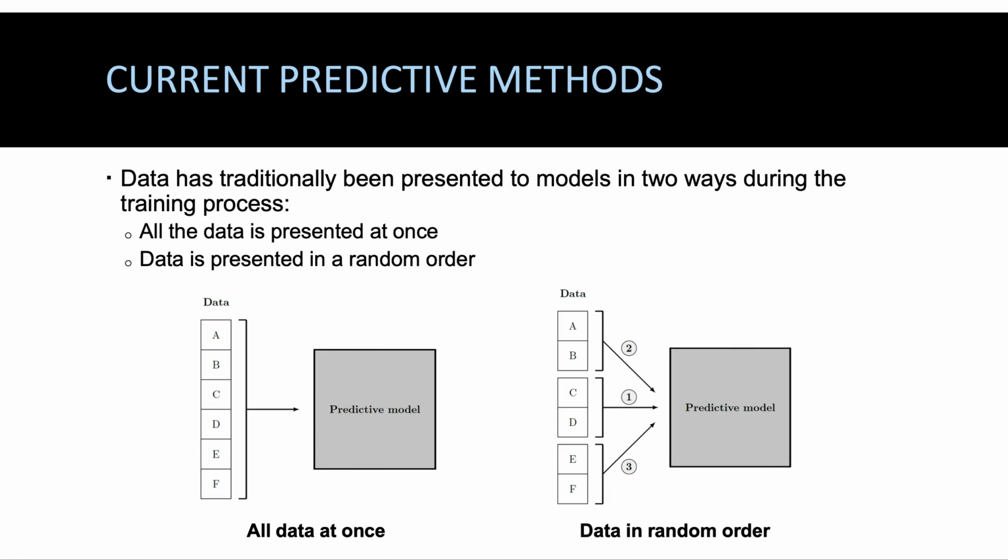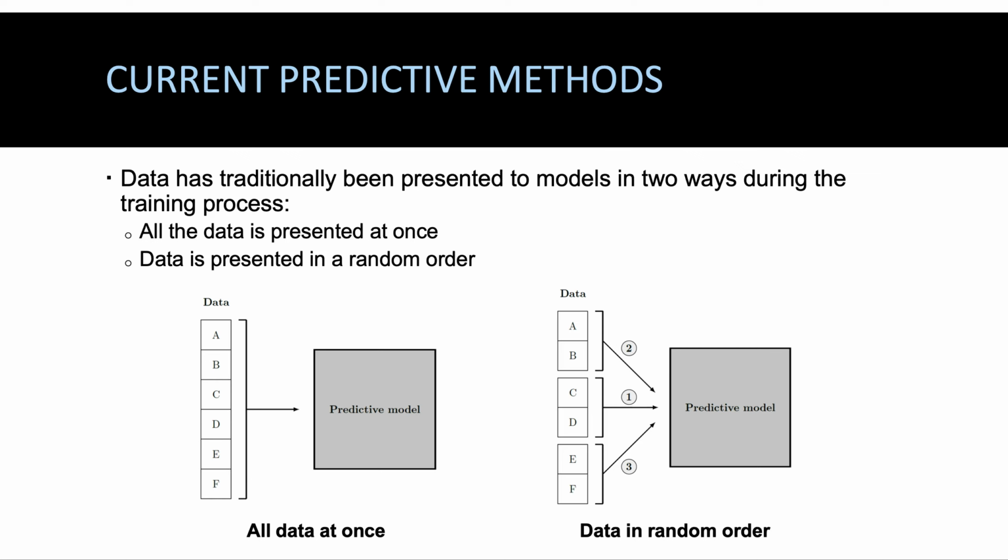While we could have gone with the standard machine learning techniques for binary classification, we wanted to try something a bit different. If we have a look at current predictive techniques, we see that data has traditionally been presented to classification algorithms in 2 different ways. One approach will be to present all the data at once, as is the case for decision tree and logistic regression models, where the entire training dataset is fit to the model.